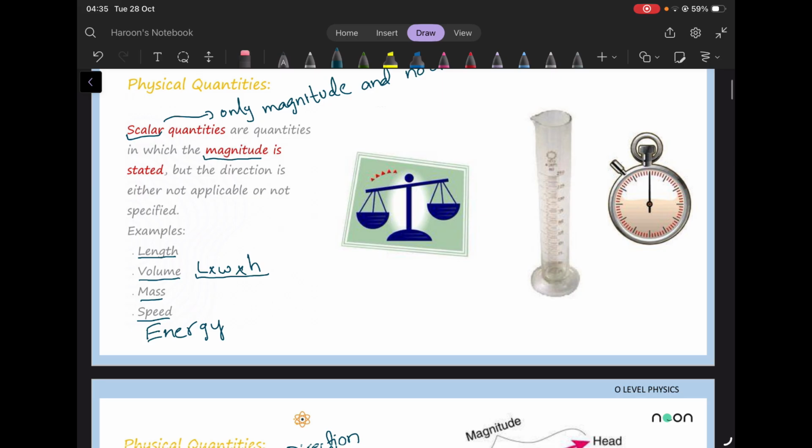So for example, length of 50 meters, it can be other units, kilometers. Volume of, let's say, 20 cubic centimeter. Mass, let's say 15 kg. We don't have any directions, as you can see. Speed, traveling at, let's say, 30 meters per second. So we don't have any directions over here, right? These would be scalar quantities.